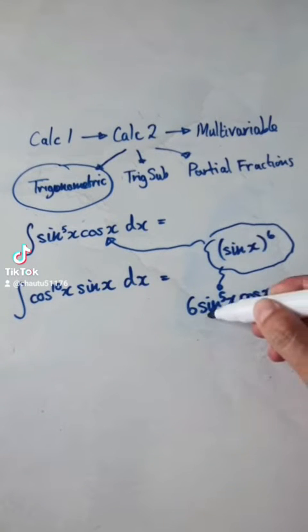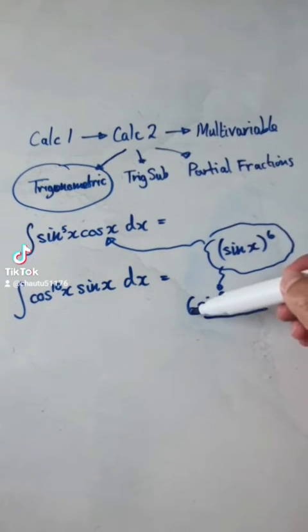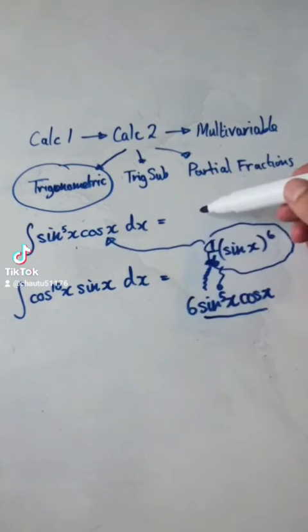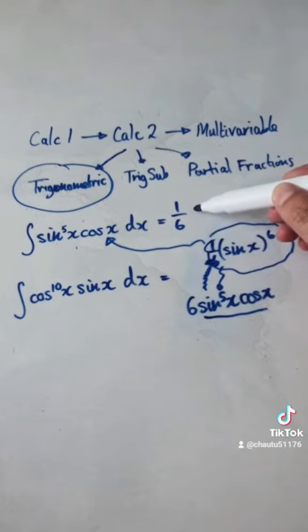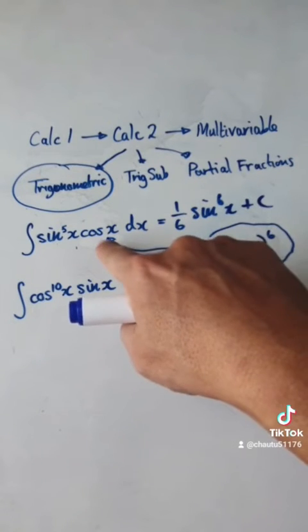x. So notice that this thing here is exactly the same as this thing up here, but we don't want the 6. So we would go back to our initial guess and stick 1 over 6 in here. So to integrate this, it would be 1 over 6 sine to the power of 6 x and then plus c. So that's how you integrate this.